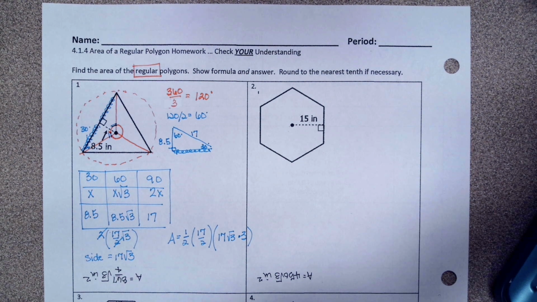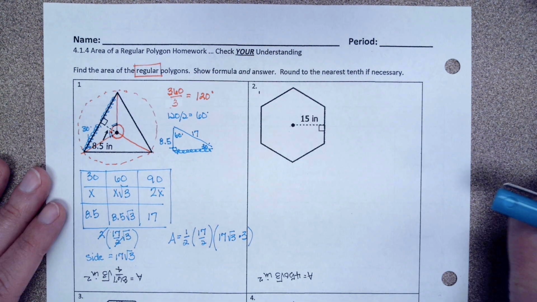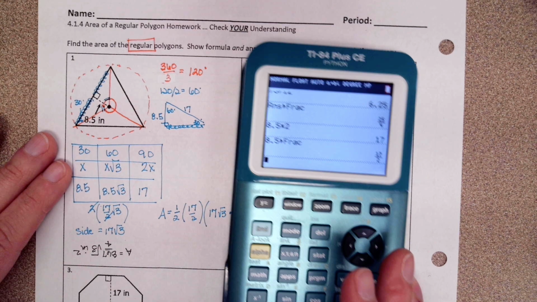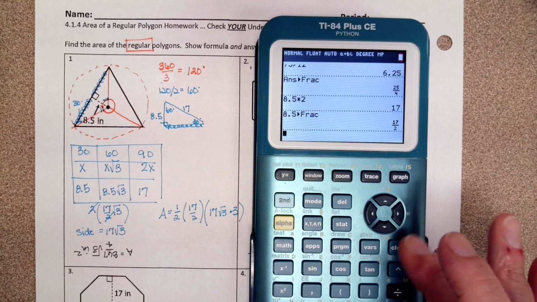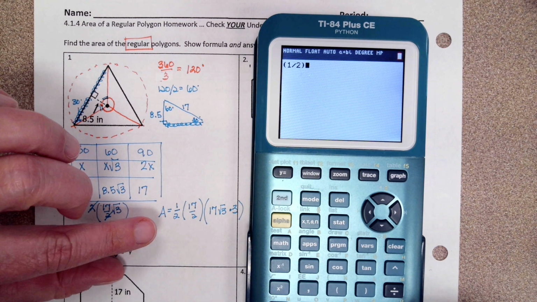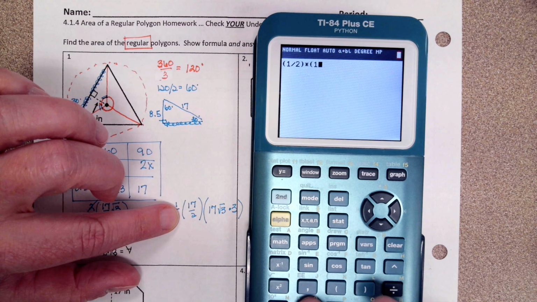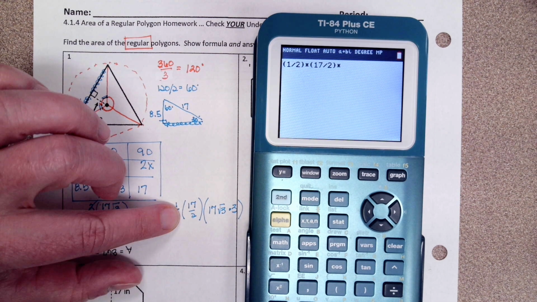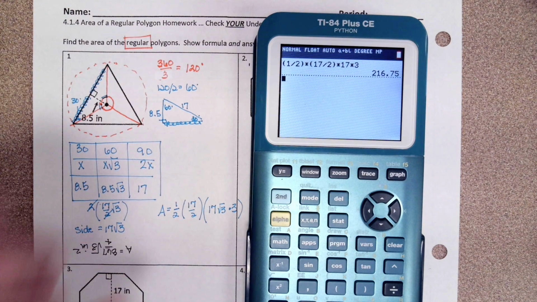All right, so recall that we're going to punch that on the calculator. Essentially you're just going to multiply everything except that root. It's the same idea like when we want to leave things in terms of pi. So I would have 1/2 multiplied by 17 over 2, multiplied by 17 multiplied by 3.